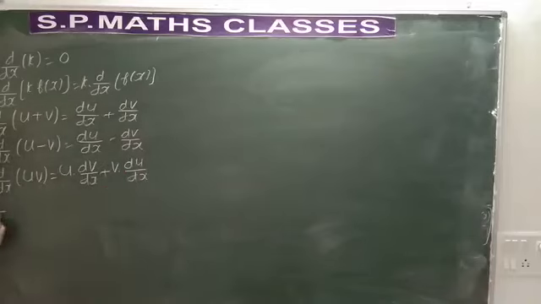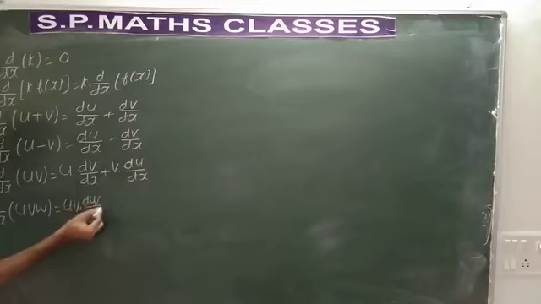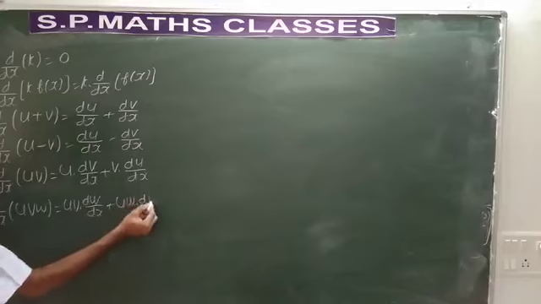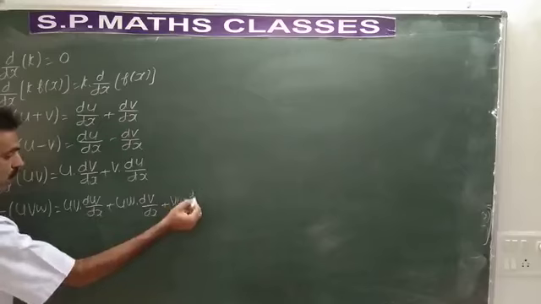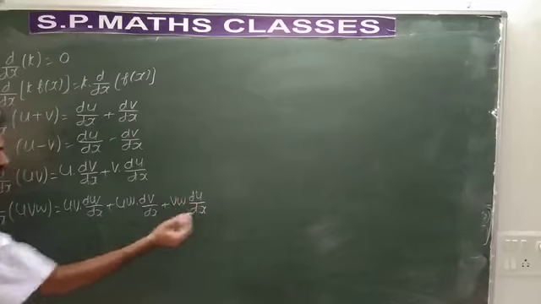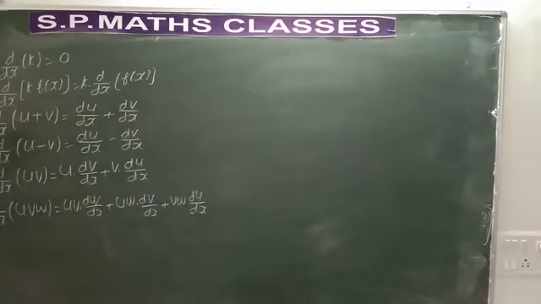Suppose you have the derivative of the product of three functions uvw. It is uv into dw by dx, plus uw into dv by dx, plus vw into du by dx. This is the product of three functions uvw.